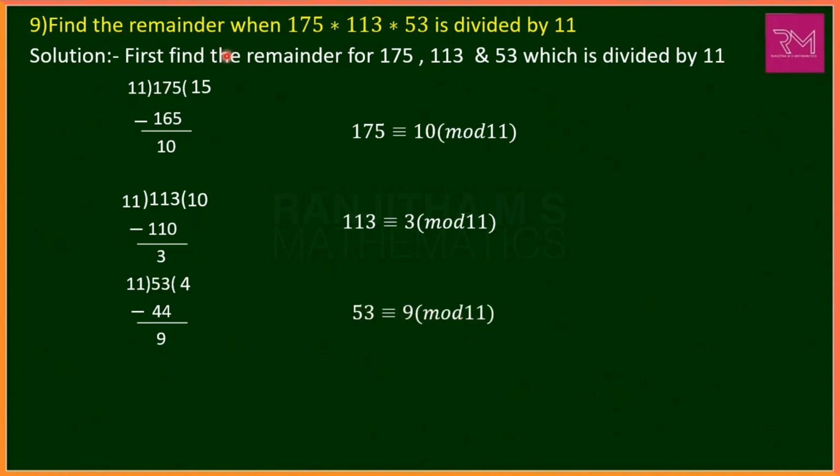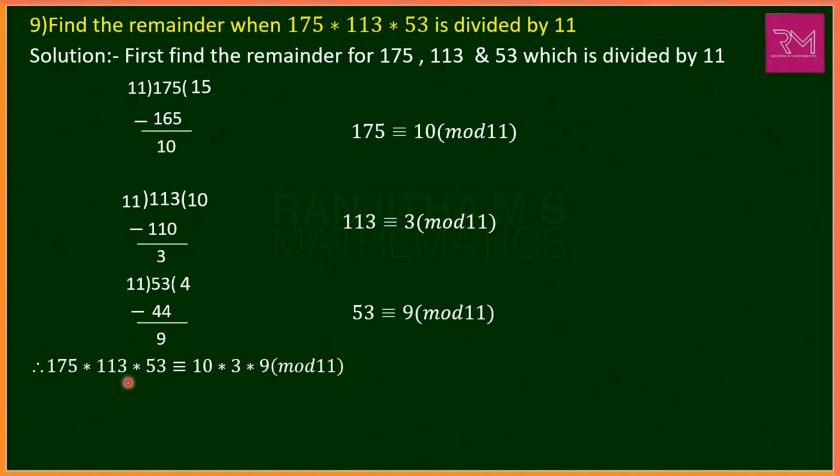So they have given a product of 3 values, and we have to find the remainder when it is divided by 11. That means you have to find the remainder for each of the 3 values. Then we obtain congruences: 175 is congruent to 10 mod 11, 113 is congruent to 3 mod 11, and 53 is congruent to 9 mod 11. Once we obtain the congruences for the 3 values, the next step is to multiply these 3 congruences. That is, on the left side we multiply, and it is congruent to the right side value, modulo 11.